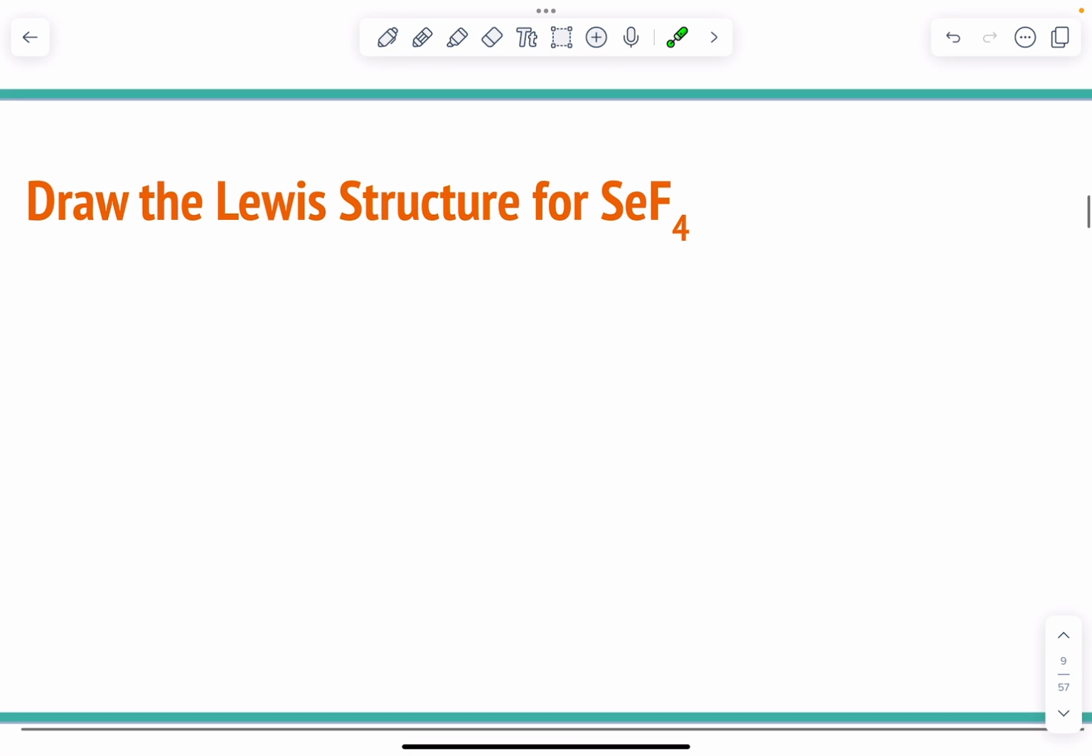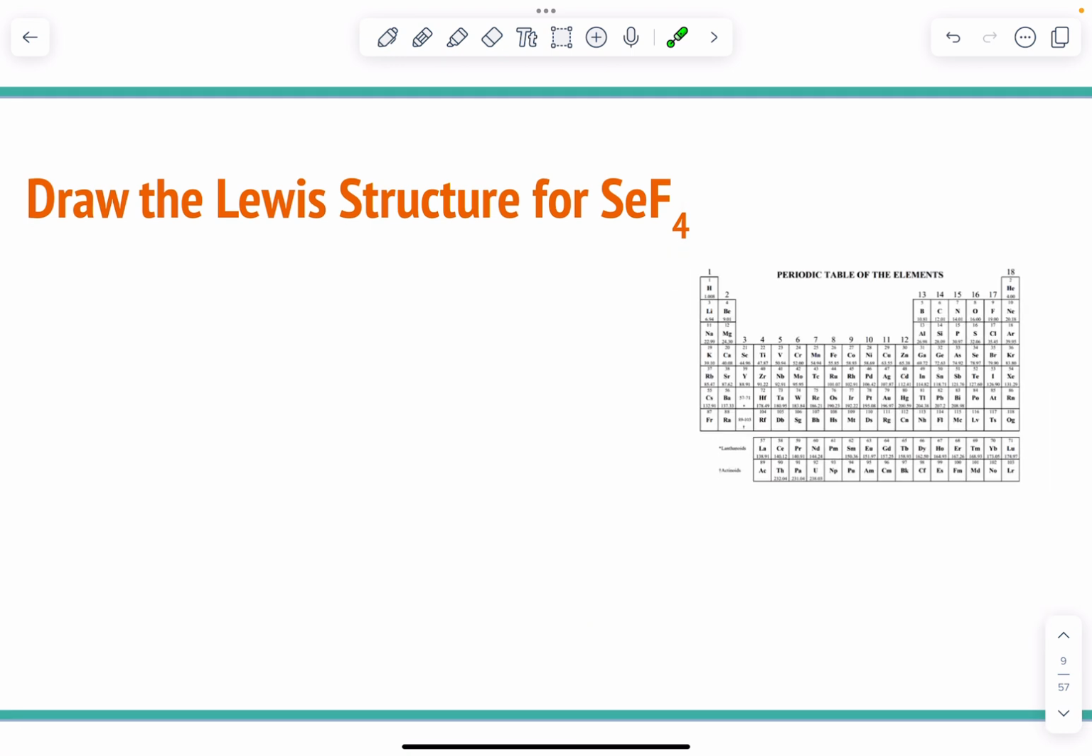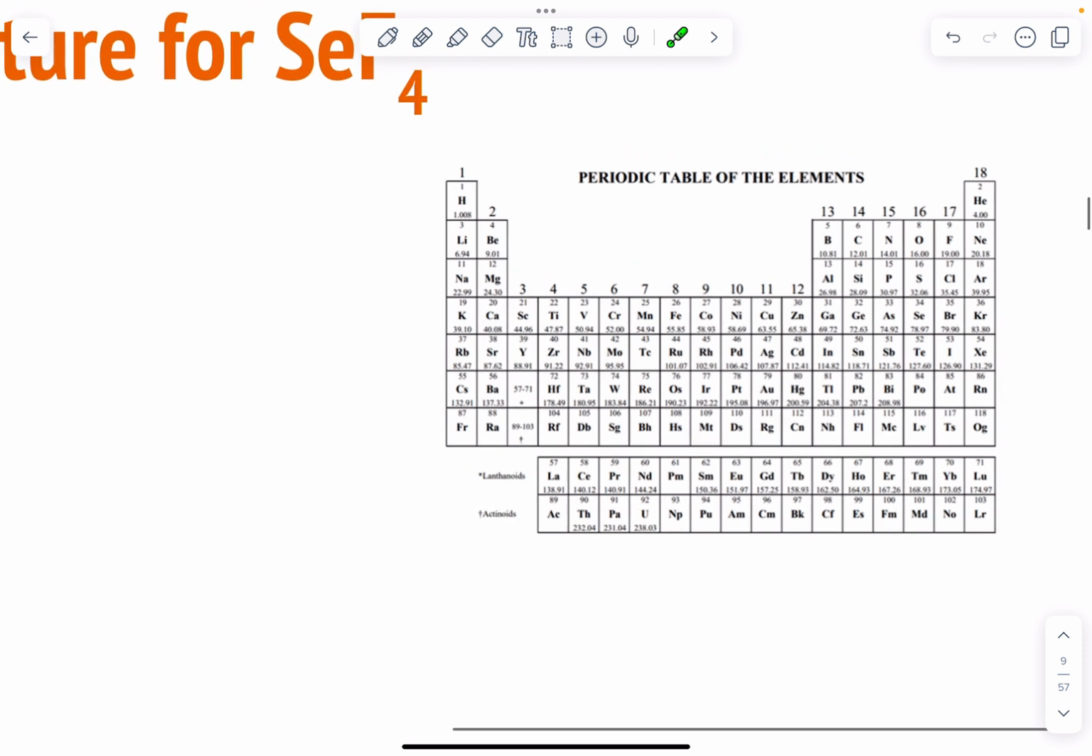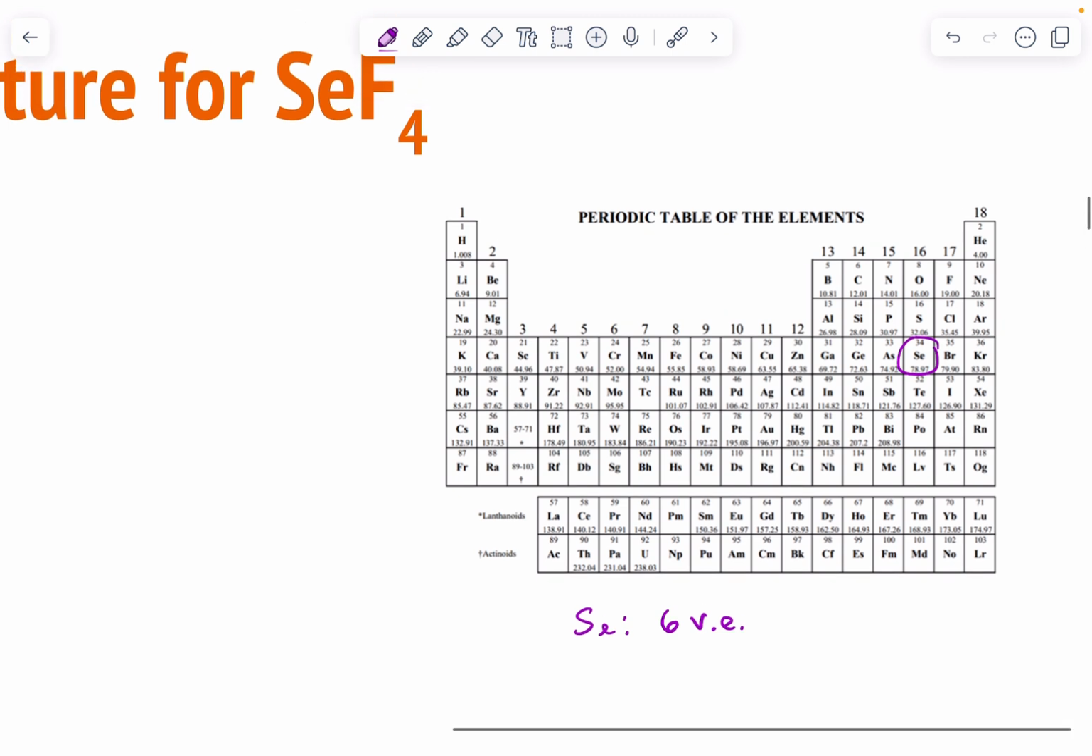All right, moving on to SeF4. All right, so I see that selenium, or selenium, however you want to say that. Okay, so selenium is here in group 16, so that is 6 valence electrons. I'm going to abbreviate that VE. Okay, and then I see F, which is in group 17, which has 7 valence electrons, and there are 4 of them.